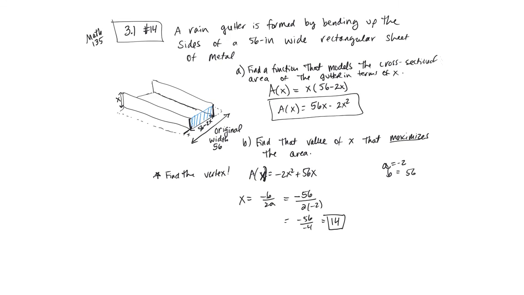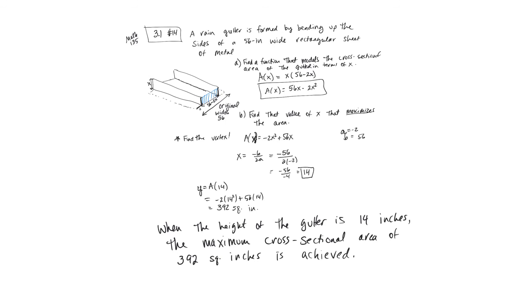All right, and now the very last thing is we want to find what is the maximum area. So that would be our output. We're going to put the number we just found for x, that 14, and plug that into our function. So we'd get negative 2 times 14 squared plus 56 times 14, and that gives us a maximum area of 392. So with the height of the gutter at 14 inches, we reach our maximum cross-sectional area of 392 square inches.